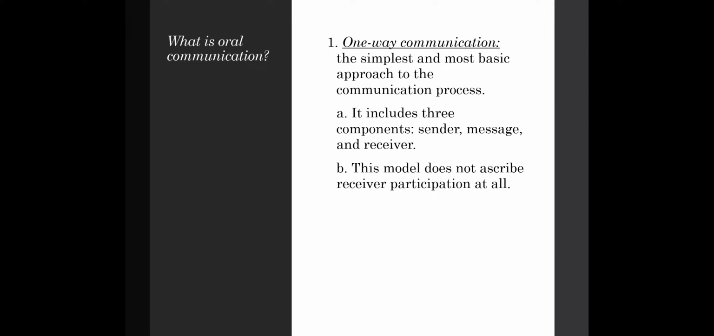Okay, and then if we're still talking oral communication, we talk one-way communication. One-way communication is the simplest, most basic approach to the communication process. It includes three components, and these are important, and we've talked about these: the sender, the message, and the receiver. All three of those are included here. But this model does not ascribe receiver participation at all. What that means is it's me talking to you and you not reciprocating.